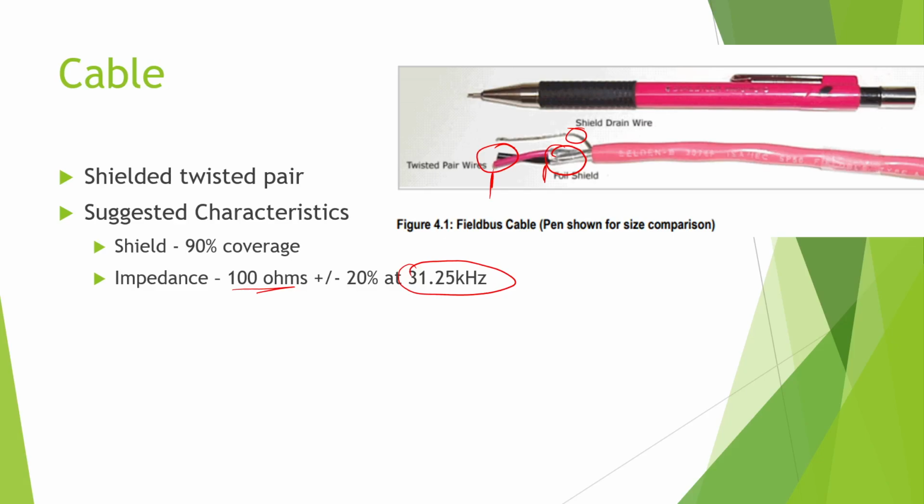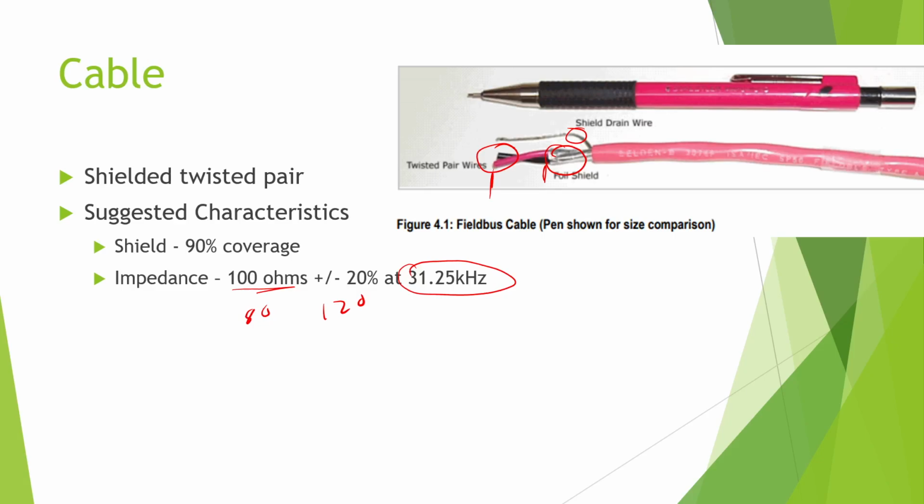So at 31.25 kilohertz, you want to find impedance that is roughly 100 ohms. Plus or minus 20% means we could go as low as 80 or as high as 120. That is definitely something you want to keep in the back of your mind. Good cable manufacturers will be able to tell you this information. Cable manufacturers might not be able to tell you this information. And I don't know if this is 100 ohms per 100 feet, so I need to look that up.